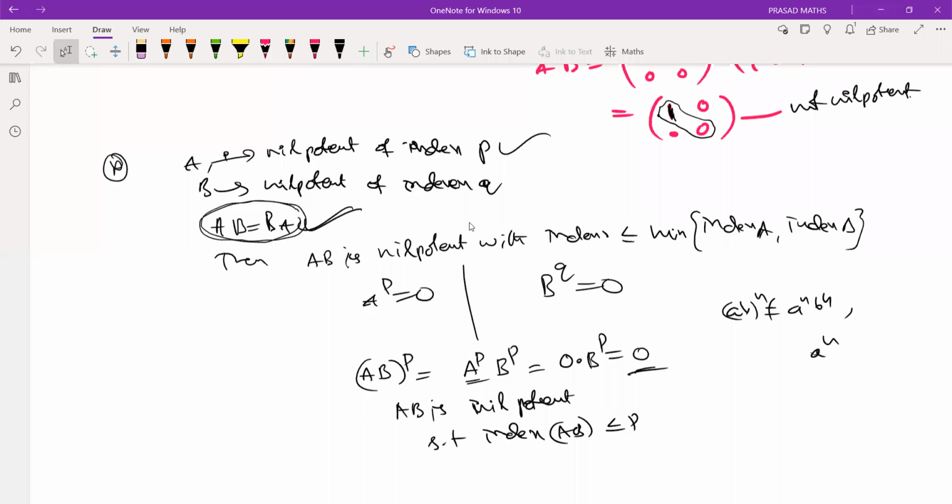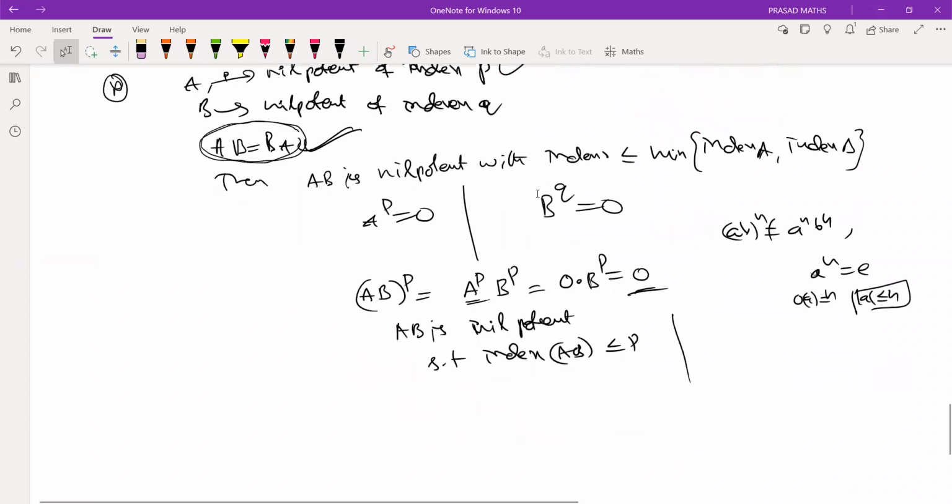See, suppose A power N is equal to E. Does it mean that N is the order of the element? If A power N is equal to E, does it mean that order of A equals N? No, right? N need not be the least positive integer. Understand? But the order of A can be less than or equal to N. One can say this. In this case also, the index of AB should be less than or equal to P. Is it clear? Yes.